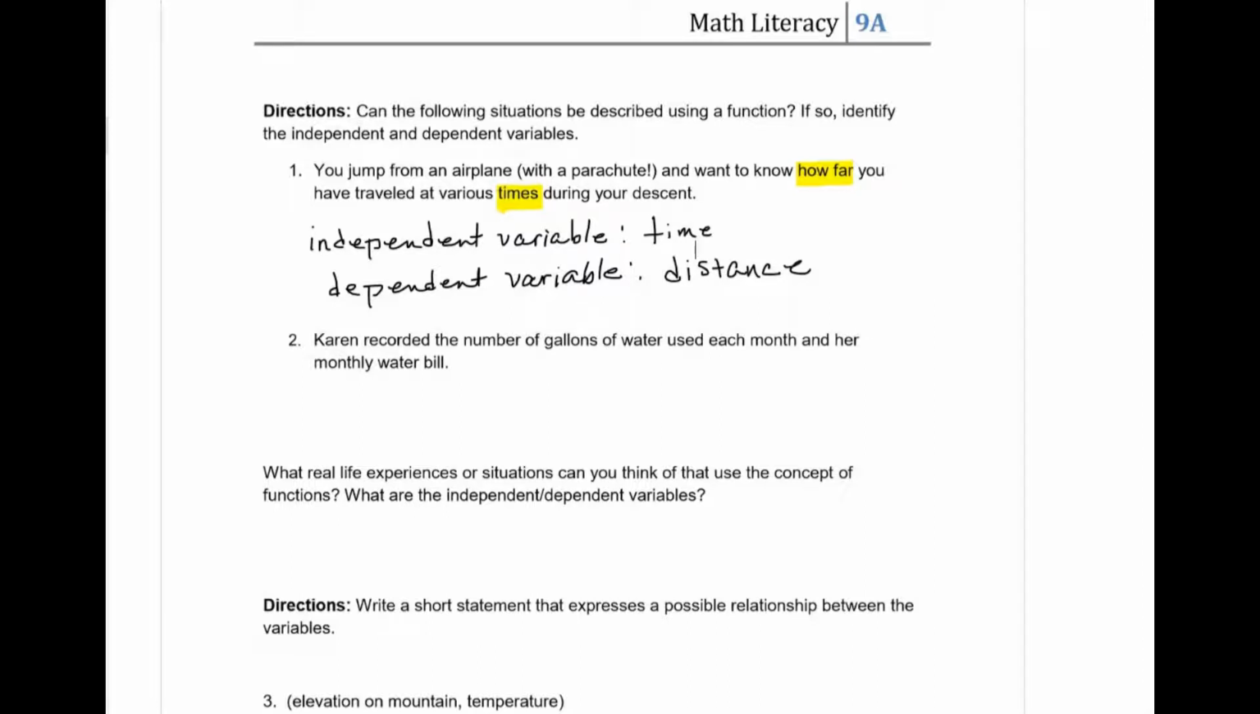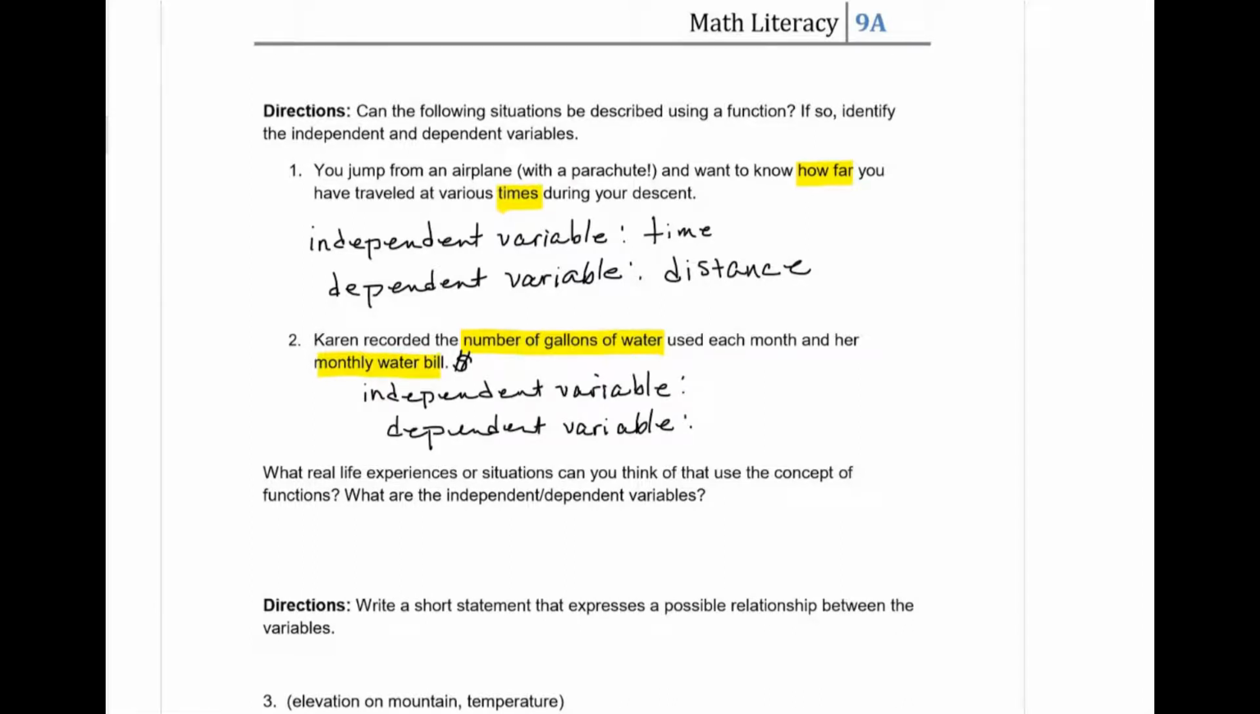Okay, problem 2. Karen recorded the number of gallons of water used each month and her monthly water bill. Do I have two sets of numbers? Well, number of gallons of water is obviously one set. Do I have another set of numbers? Well, it doesn't really come right out and say that, but her monthly water bill is money, and that is definitely a set of numbers. So I have to identify the independent and the dependent variable.